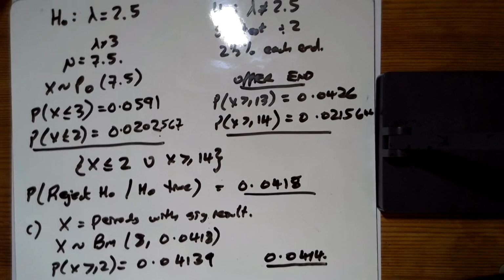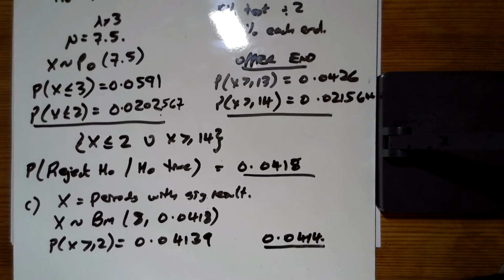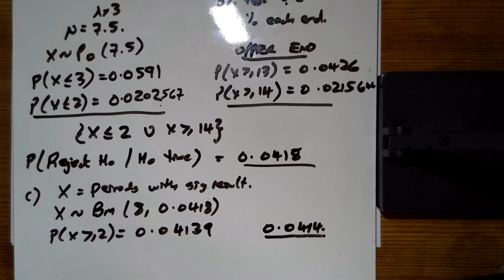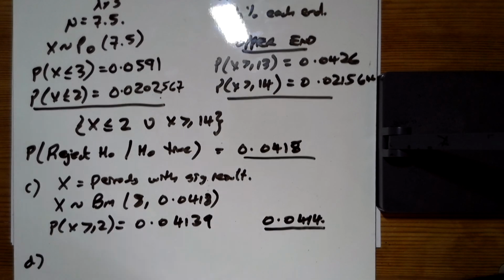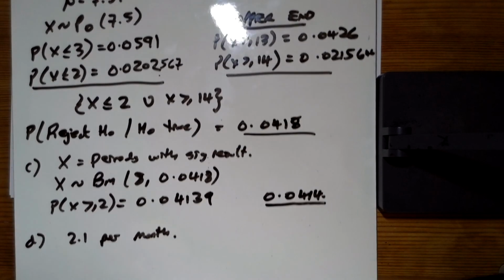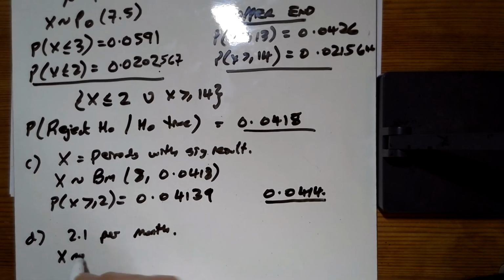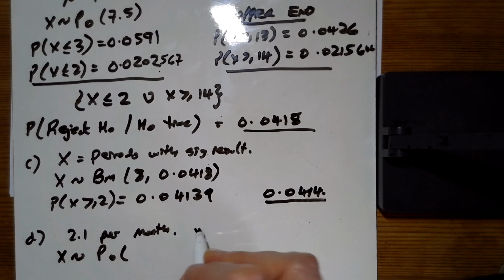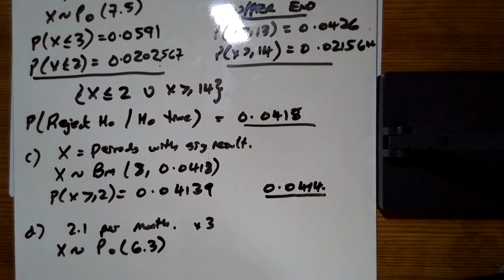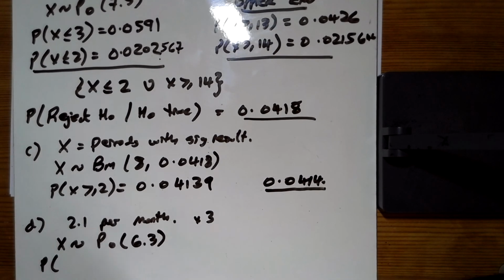Has it got that? So the last part of the question says, given that the number of accidents per month was actually 2.1 per month, find the probability of making a type 2 error. So X is actually a Poisson with a mean of, because it was 3 months, wasn't it? So actually 6.3.